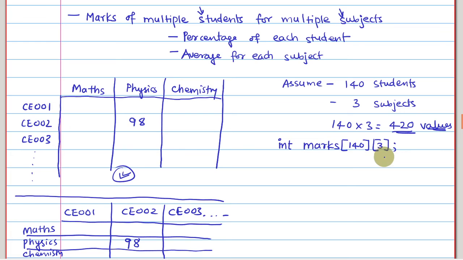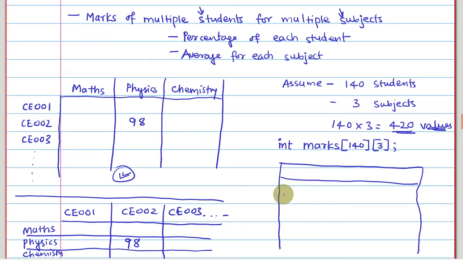Once we declare an array like this in C programming, it will allocate memory for 140 rows. This array has 140 elements, and each element is an array of 3 integers. So the first element here is marks of 0, which will store marks of the student with roll number 1. Then we have the second element as marks of 1, which will store marks of roll number 2, and so on. So basically index plus 1.